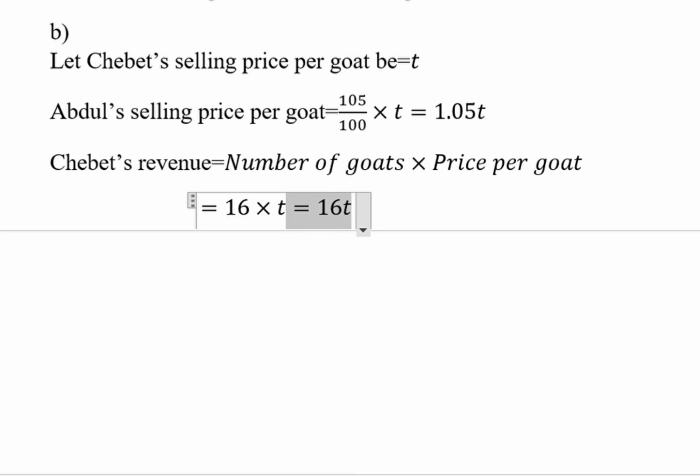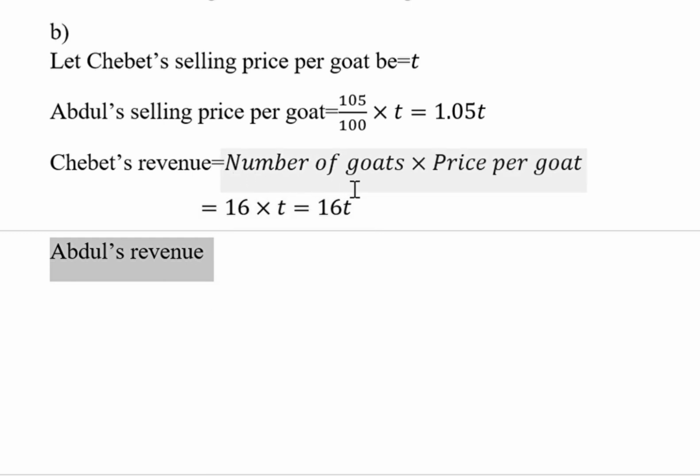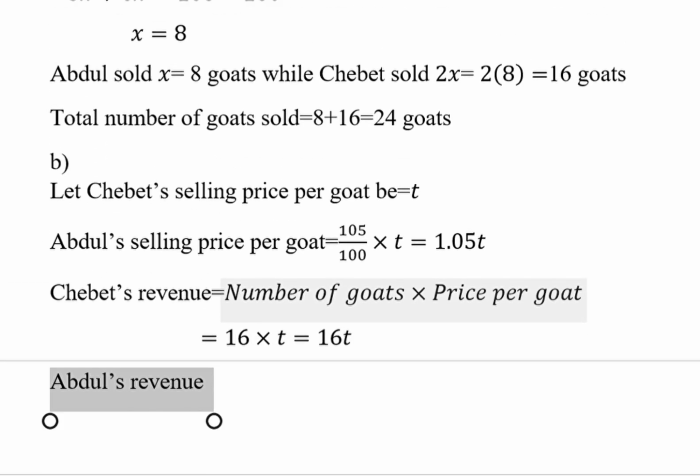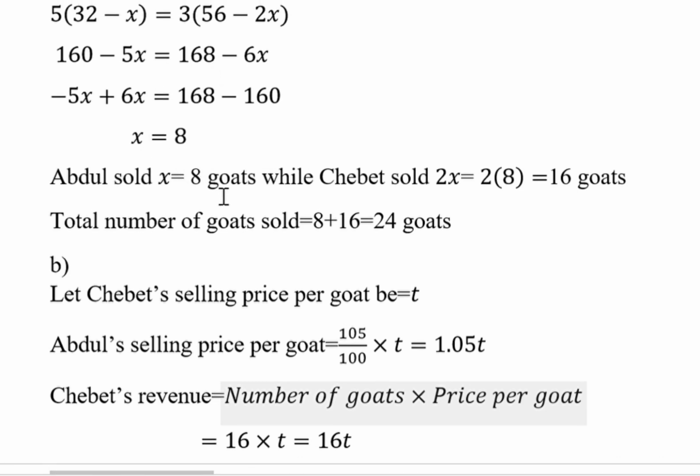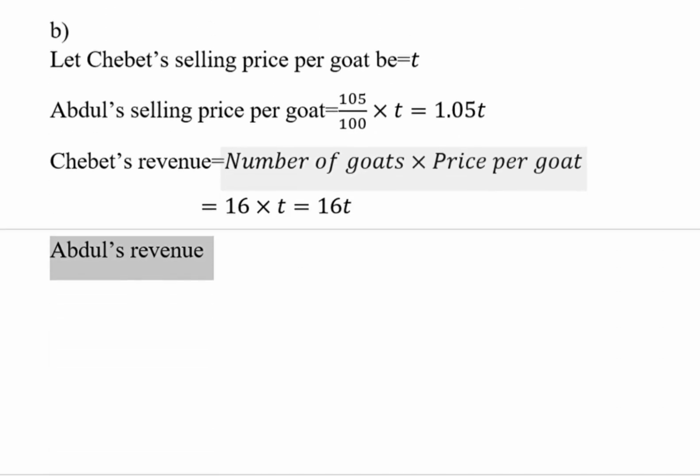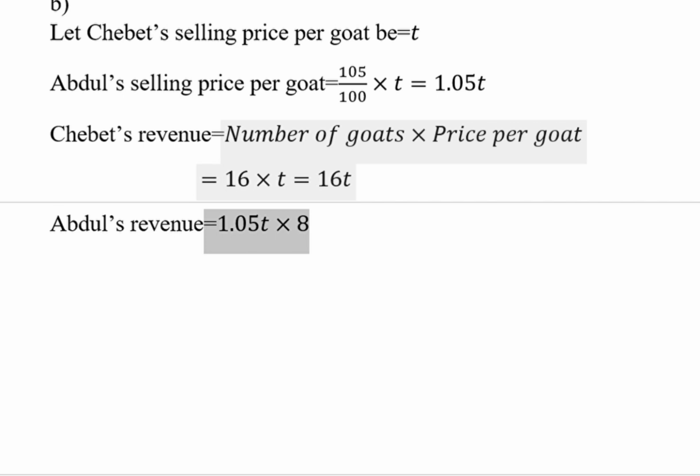We do the same for Abdul. So Abdul's revenue will be given by the number of goats he sold, which we have calculated and found to be 8 up here. Here, there are 8 times the selling price per goat, which is 1.05T, which we have just calculated here. And that will give us 8.4T.